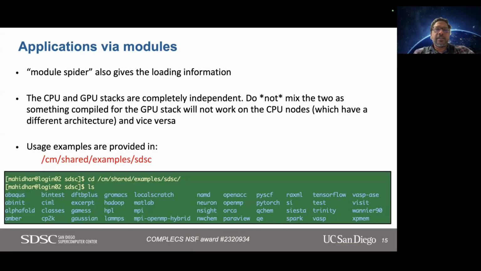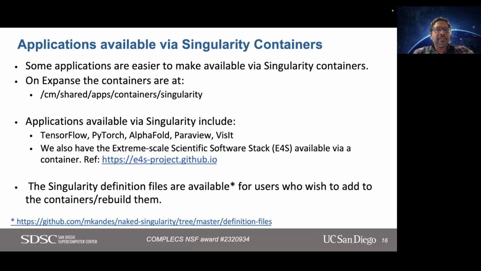Now, if you find that you need a dependency that doesn't exist in the module list for that particular CPU stack, you have two options. You can ask us and we can see if it's easy to build it in, or you can build from source in your home directory. That works too, and we'll see some examples of that.